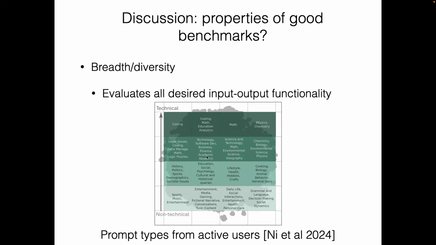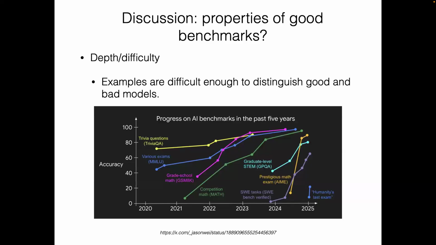And so the idea is, if you're actually getting these different queries, then you might want to have some type of automatic measurement for how good your system is on these different types of queries. So that's the breadth or diversity.